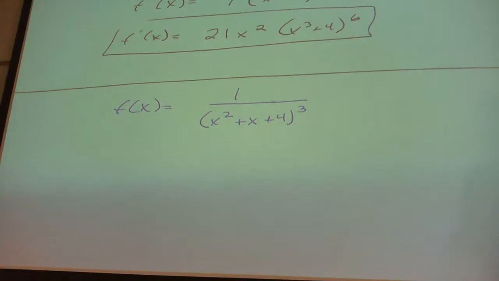But would it be quotient rule? You could, but remember how long quotient rule was? You could do it, but remember what we said, if it looks weird, what should be your first step? Rewrite it, then take the derivative. So look at this. You're going to have to rewrite it, then take the derivative.